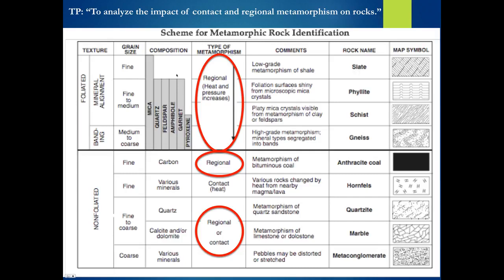Slate, of course we know here, is the only monomineralic foliated rock because it only contains mica. Phyllite, schist, and gneiss are polymineralic rocks, right? Because they contain mica, quartz, feldspar, amphibole, garnet for the most part. And then pyroxene is in both gneiss and schist.